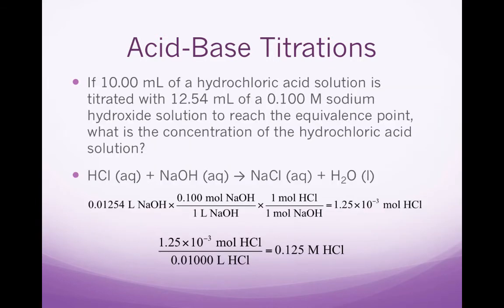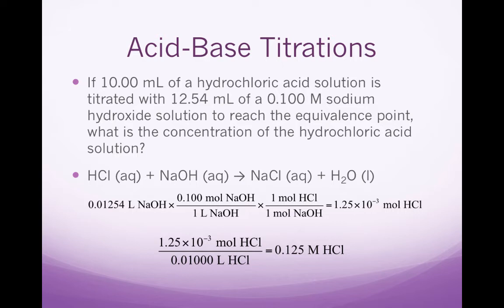So again, like I said, we can calculate our concentration of unknown doing a titration. So let's say we have 10 milliliters of hydrochloric acid, and it's titrated with 12.54 milliliters of a 0.1 molar sodium hydroxide solution to reach the equivalence point. What is the concentration of the hydrochloric acid solution?